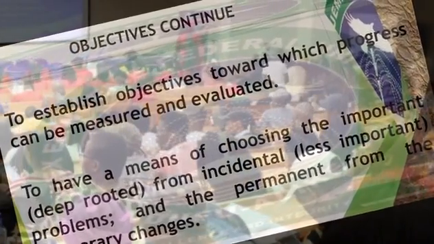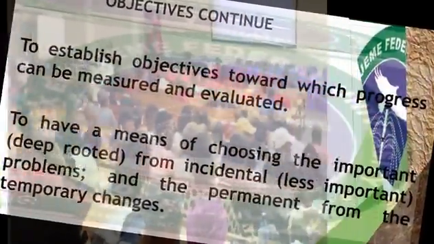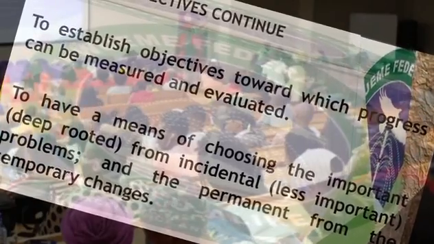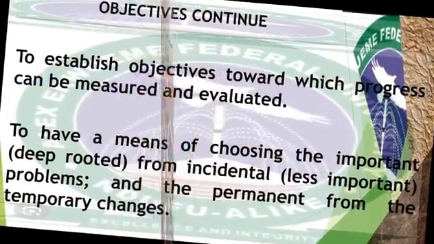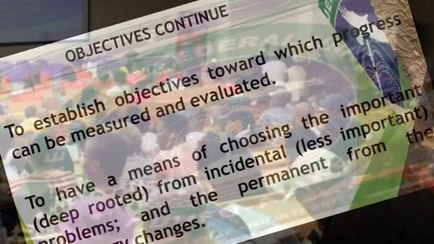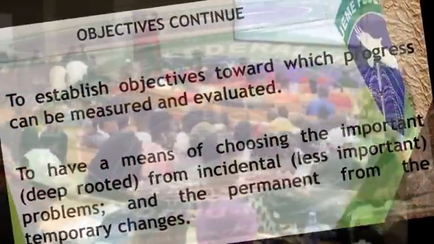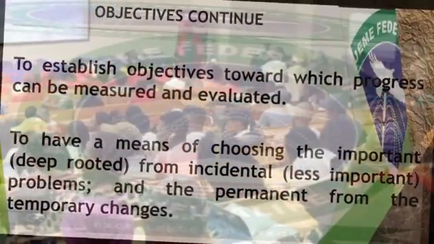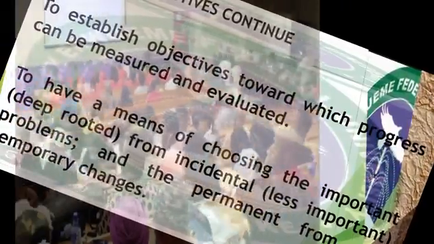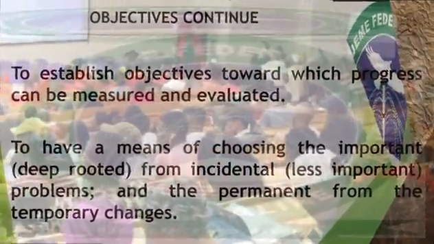It serves as a means of choosing the important, deep-rooted challenges from the incidental, which are the less important ones, and then differentiating the permanent from the temporal. In the last class, we discussed the need for prioritization of the needs of the rural community. We actually mentioned the need to have a scale of preference because the scale of preference would help to ensure that whatever extension is doing is in line with the utmost felt needs of the clientele.